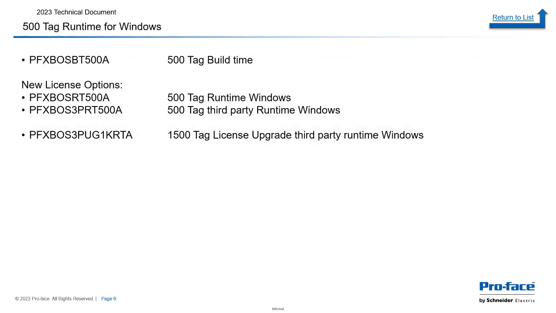Here's the 500 tag runtime for Windows, just putting the part number up there. So now the new part numbers are the 500 tag runtimes for Windows, and then the third-party runtime for Windows, and then there's the upgrade. If you want to upgrade your 500 tag license to 1500 tags, that part number did not exist before, so now it does.